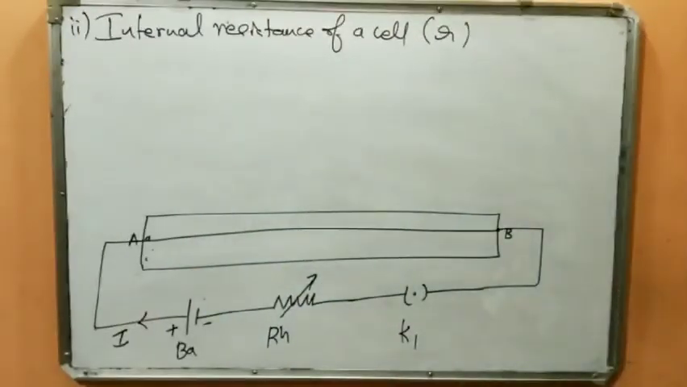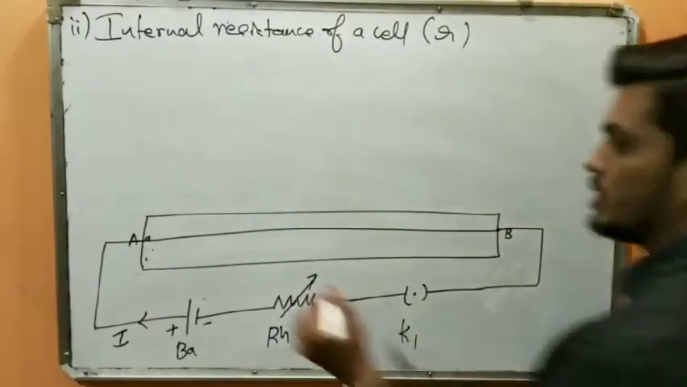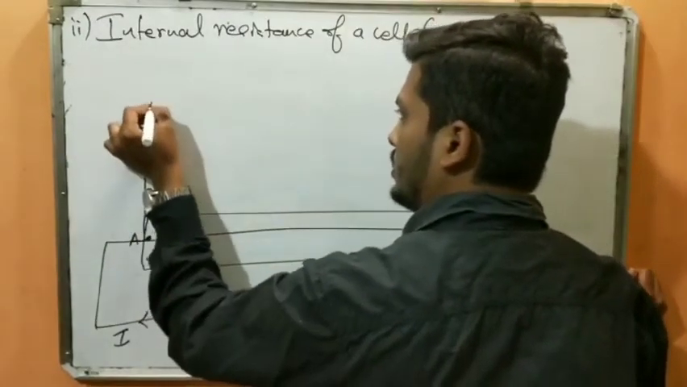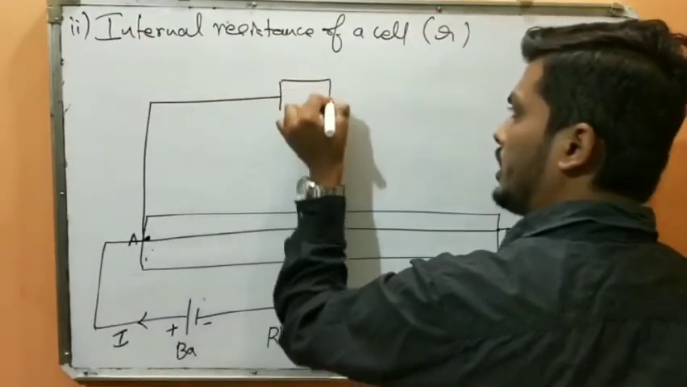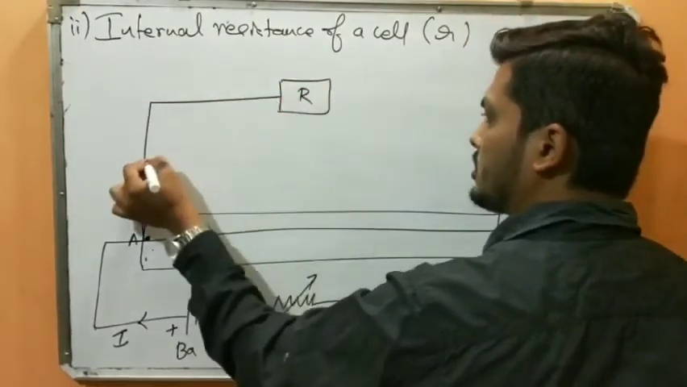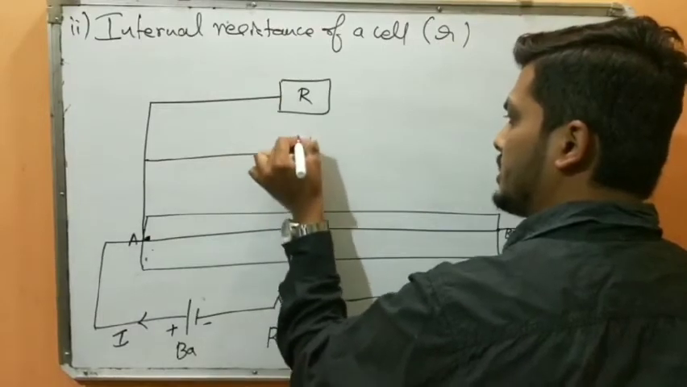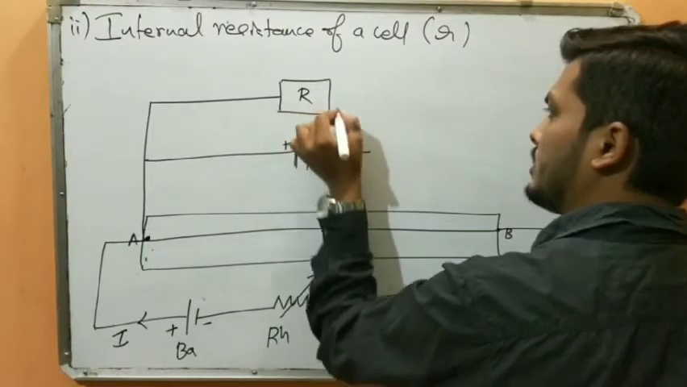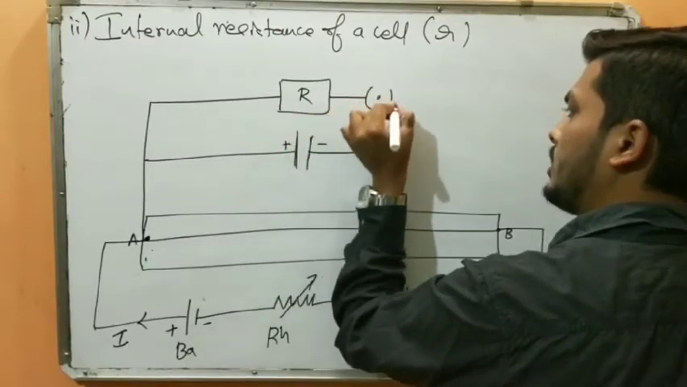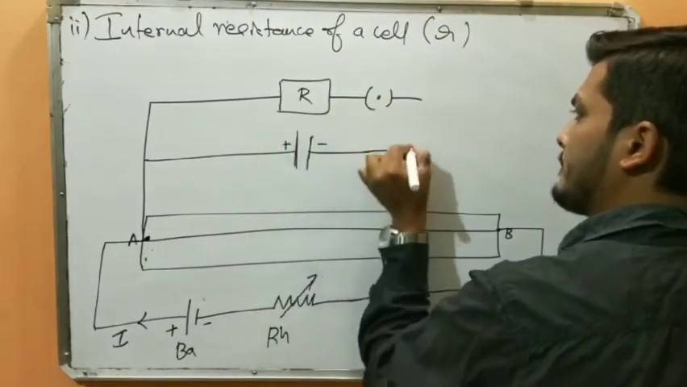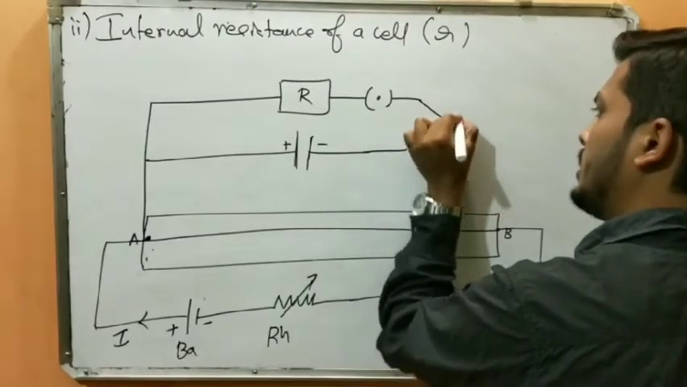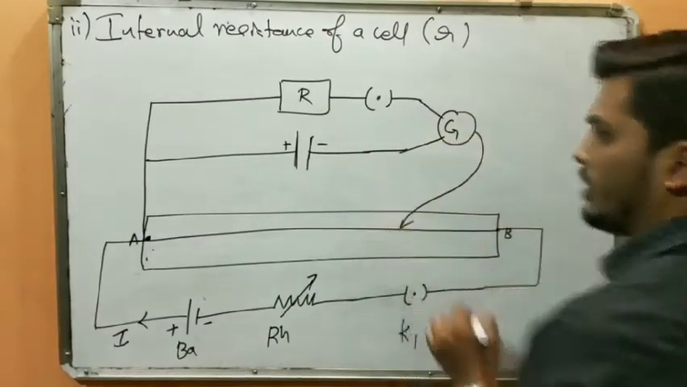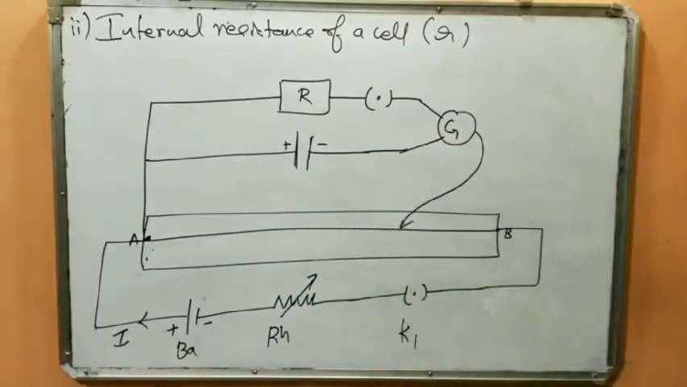Okay, now students, how to do this? From here, I will connect a resistance box, and here is my cell, plus and minus. I will connect it with a jockey, and here will be my galvanometer, to find the balancing point.